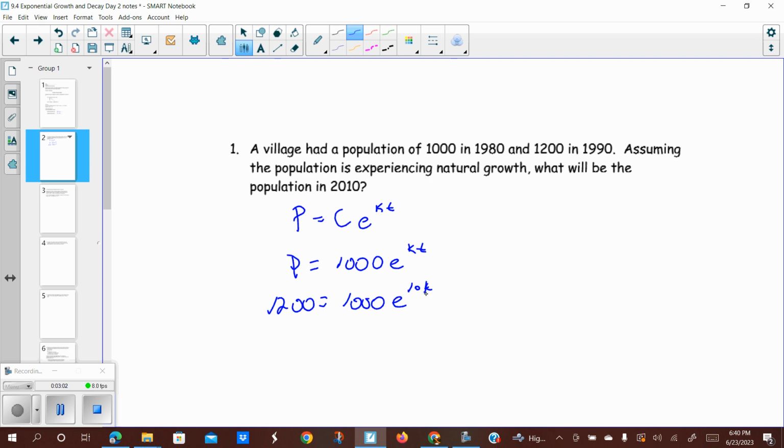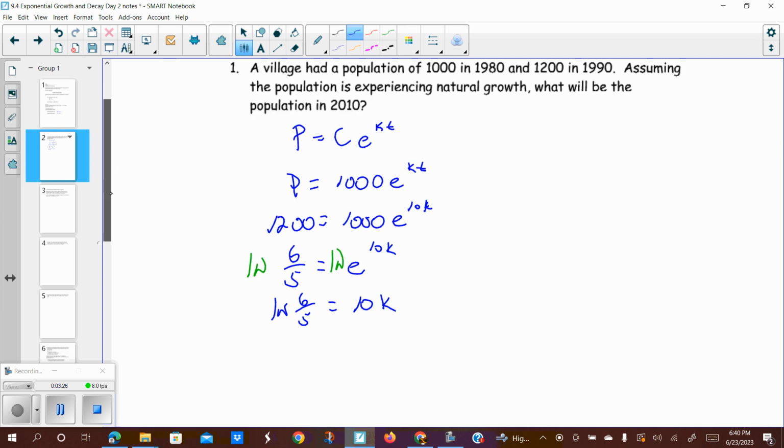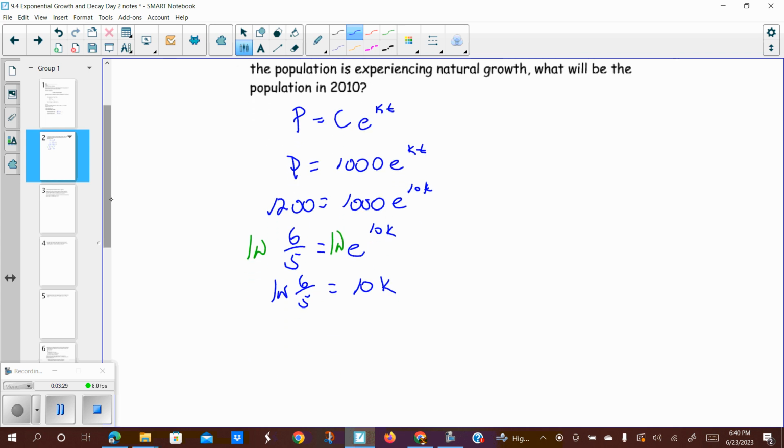Let's divide both sides by 1,000, which should give us 12 over 10, which is 6 over 5. We can then take the natural log on both sides to get the 10K out of the exponent. So we get the natural log of 6/5 equals 10K. Solving for K, we'll divide by 10, which is the same as multiplying by 1/10. So there's our K value.